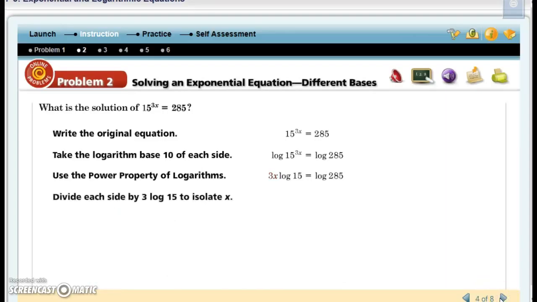Divide both sides. So now we just have x left over. And we can actually use our calculator to do log base 10. So let me show you that piece of it.